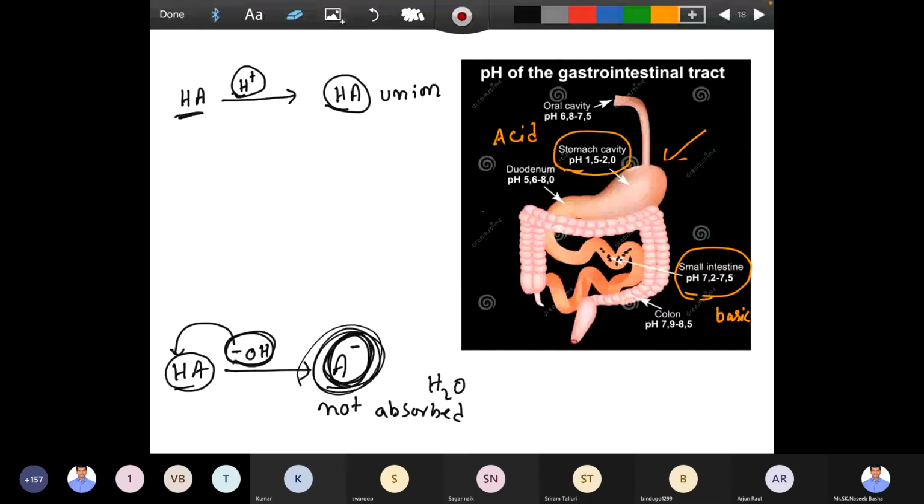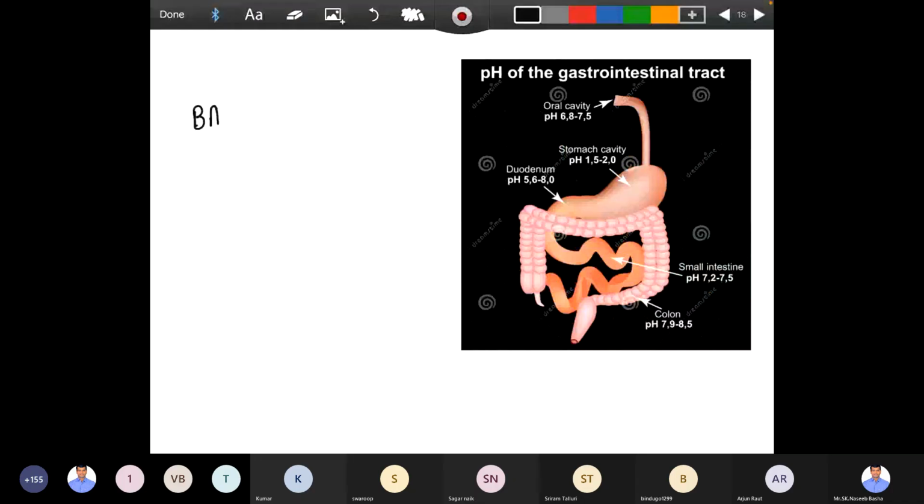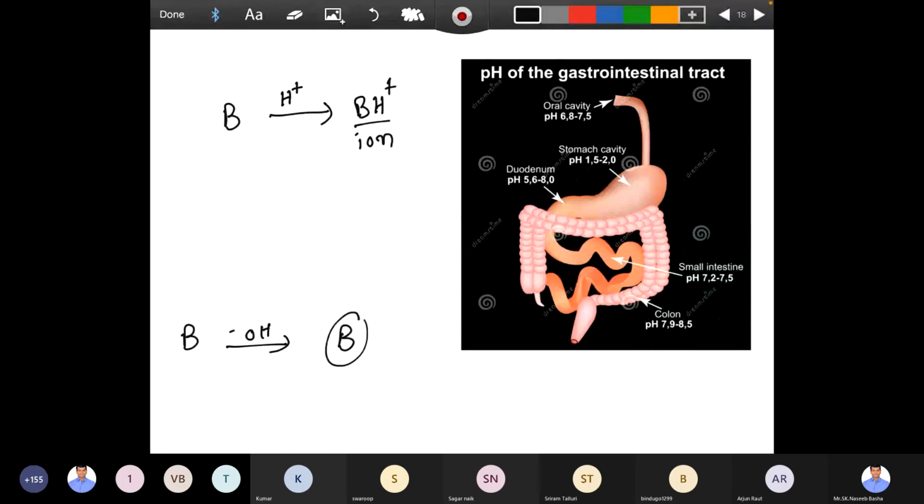Now let us see one more thing. What happens with the basic drugs? Imagine you have a basic drug. Let me write it as base. Now basic drug in presence of acidic media. What happens? Because it is base, it takes up this proton. And what has happened? It is turned into ionic form. Whereas the same basic drug in presence of OH minus, both of them are base, it remains as such. So it is in unionized form.